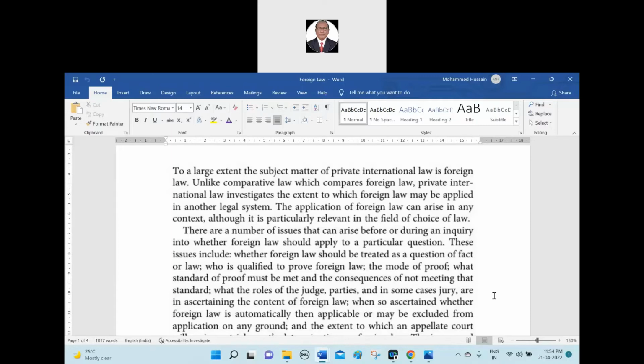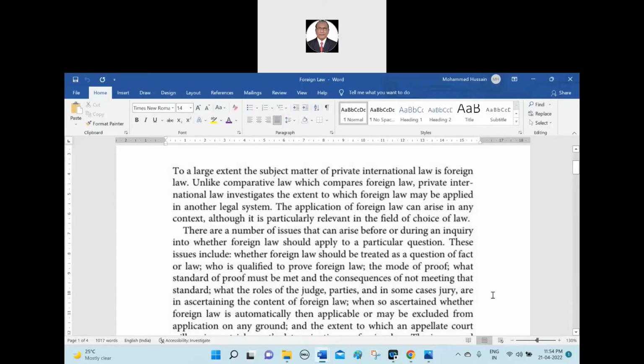What are the roles of the judges and parties, and in some cases jury? Of course, the jury system is no more now, in ascertaining the context of the foreign law. So whether the foreign law could be used over there or not is a discretion of the court to see. And moreover, if you could use the foreign law, justice will be given, and the parties will be satisfied with that, and the parties will not go with empty hands and with a sorrow face.